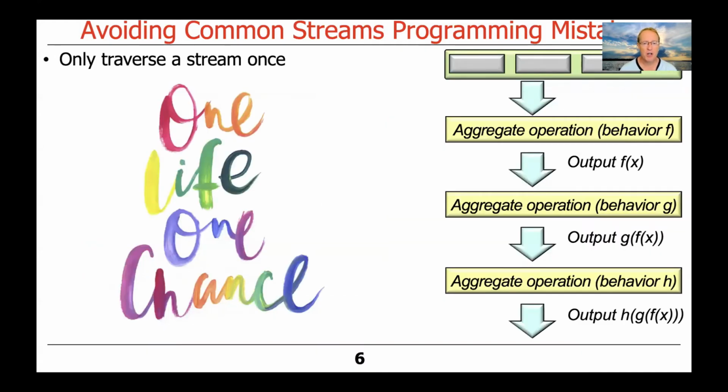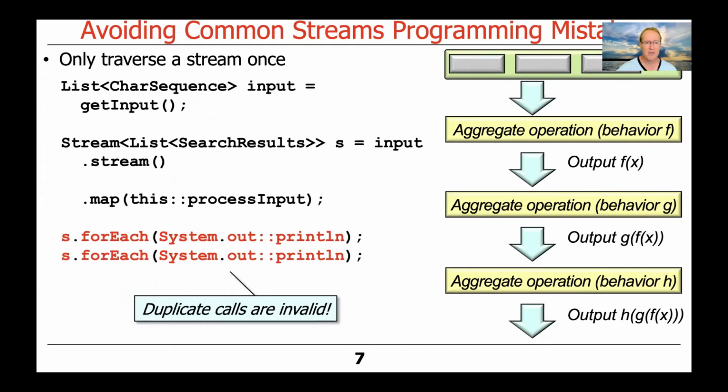Another thing to remember is you can only traverse a stream one time. If you want to traverse it again, we'll see what you have to do, but you can only go through the stream once. It's something along the lines of an iterator in that respect. So here would be an example of what not to do. As before, we make ourselves a stream and apply the map call. So now we have a stream S.